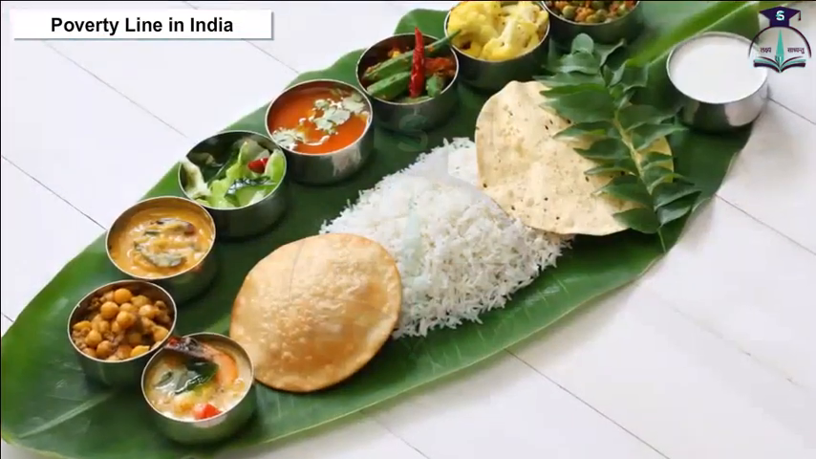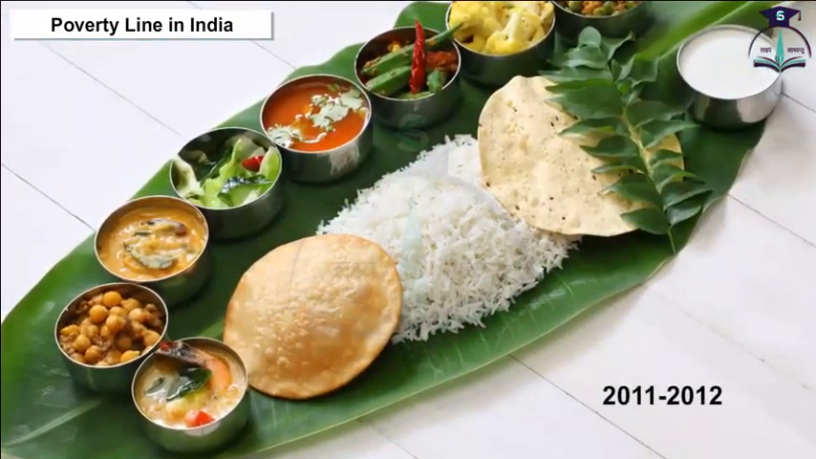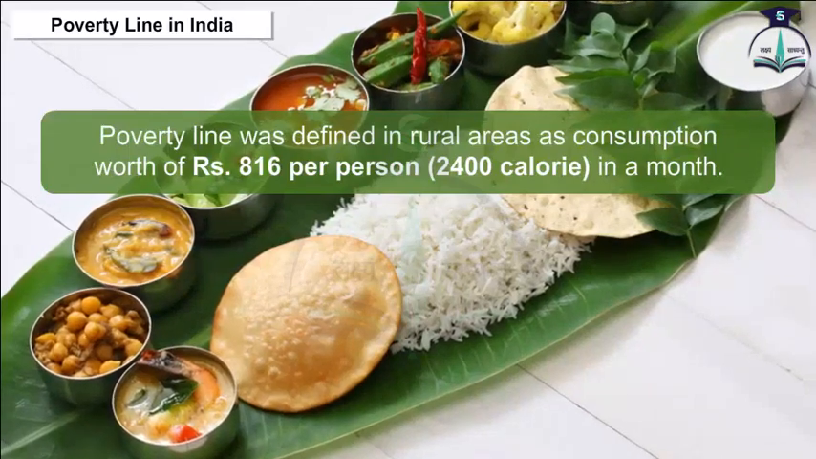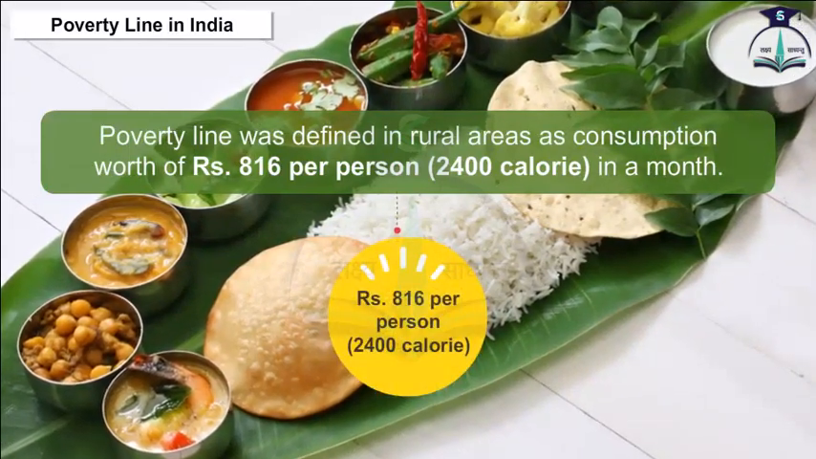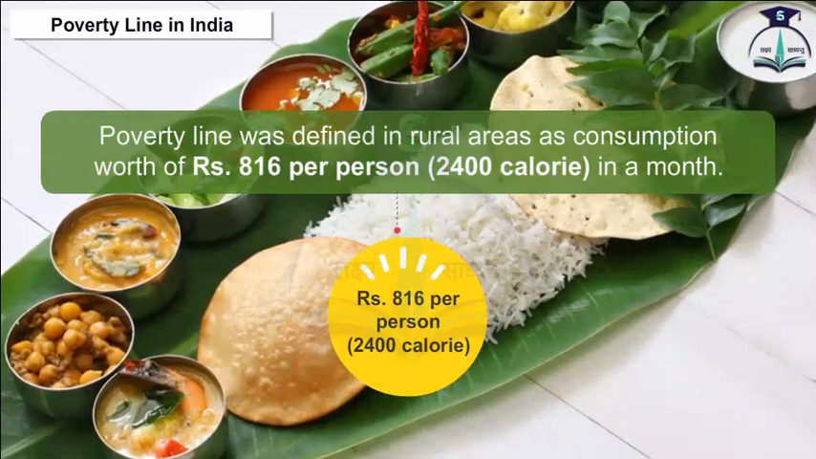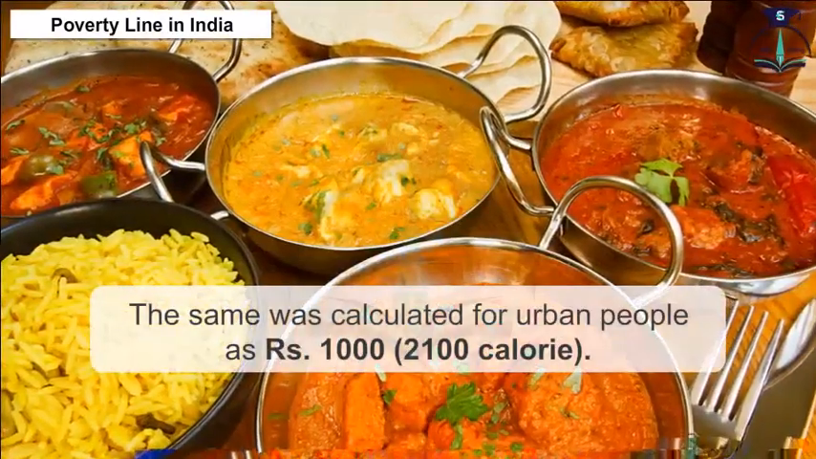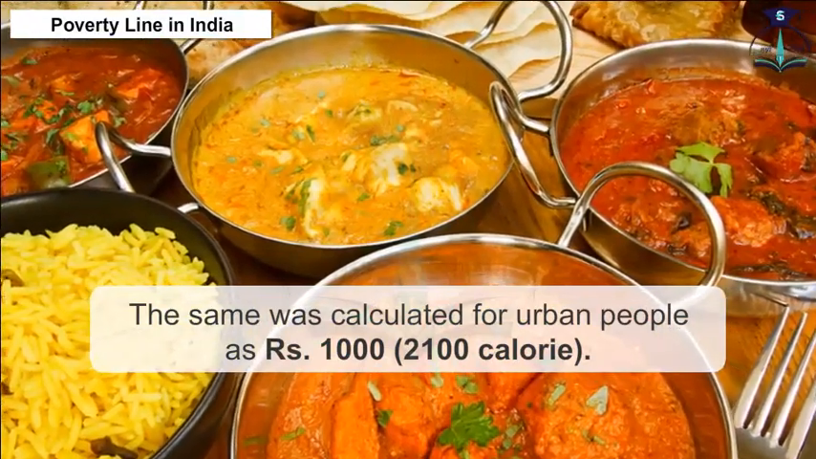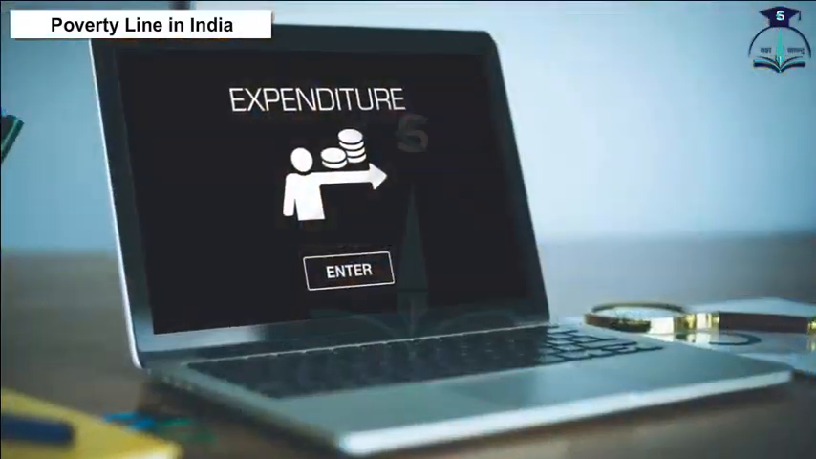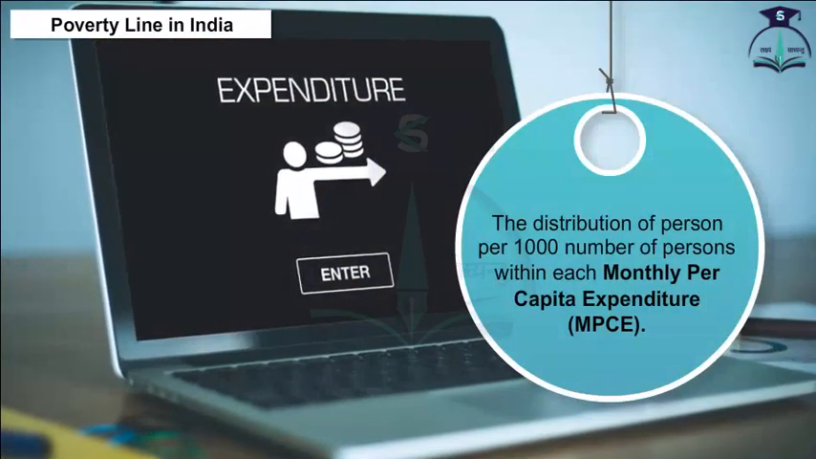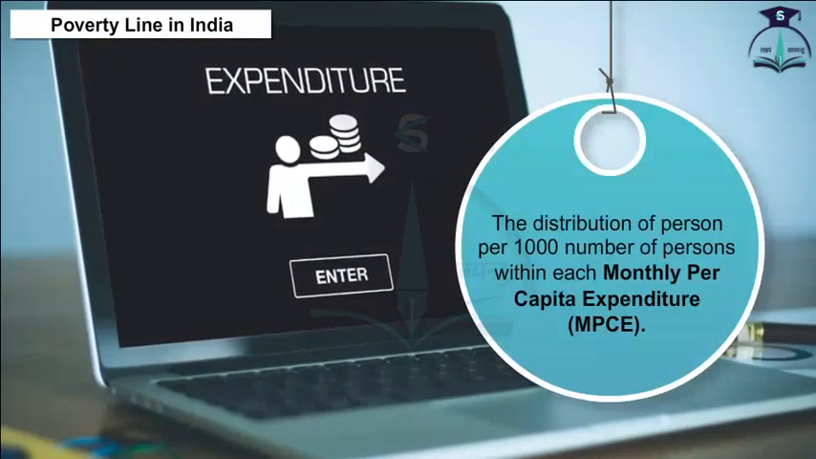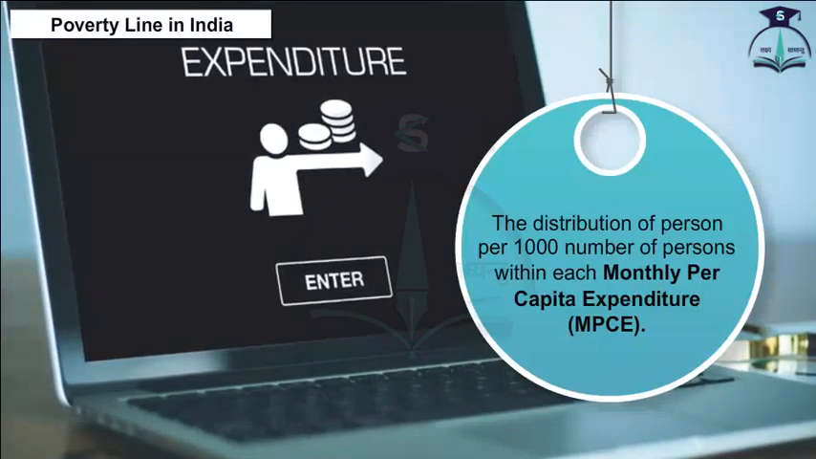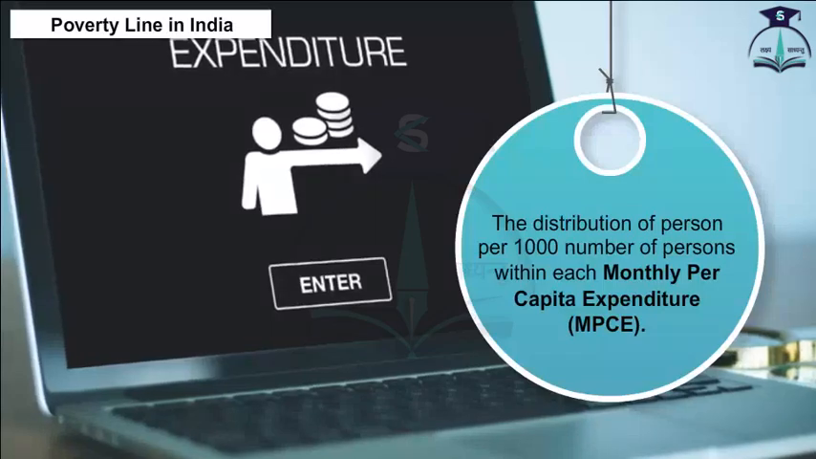As per calorie intake in 2011-2012, the poverty line was defined in rural areas as consumption worth 816 rupees per person, that is 2400 calories in a month. The same was calculated for urban people as 1000 rupees, that is 2100 calories. On the other hand, the distribution of persons per thousand number of persons within each monthly per capita expenditure or MPCE bracket was obtained by the NSS Consumer Expenditure Survey.